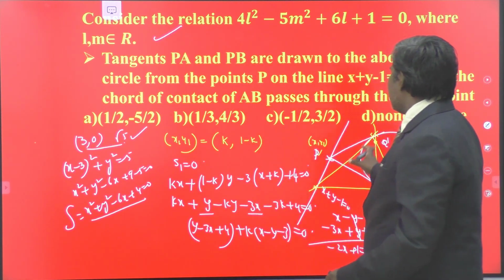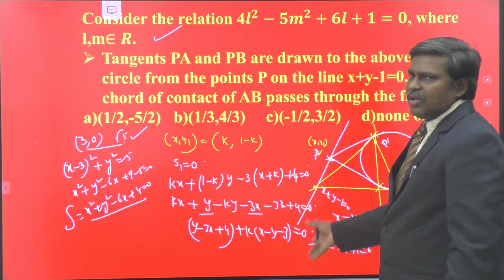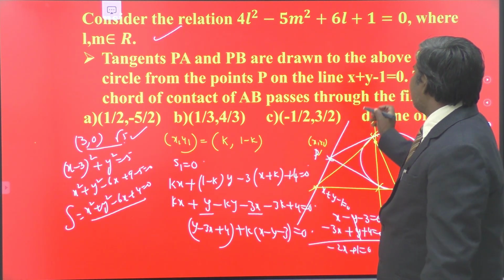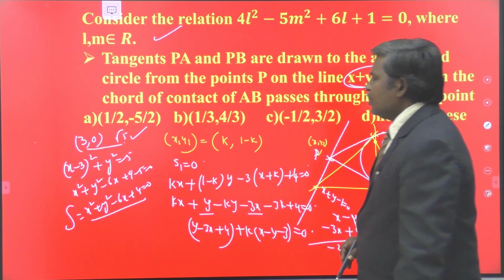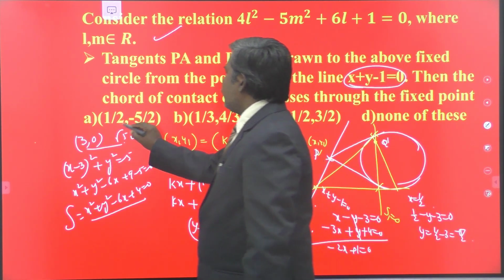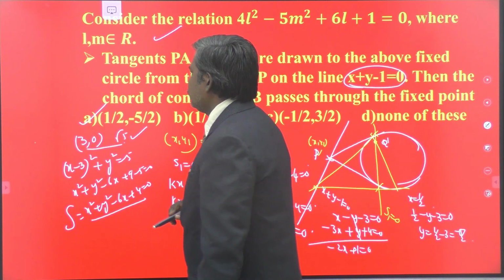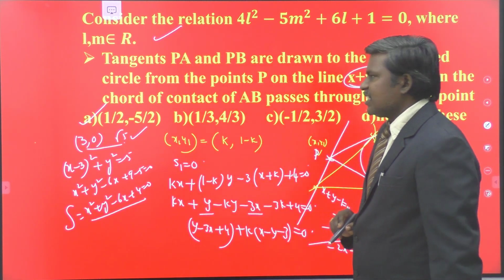So (1/2, -5/2) is the point of intersection of the lines. These are all chords of contact when the point P is moving on the line Lx + My + N = 0, that is x + y - 1 = 0 here. So what is the fixed point here? (1/2, -5/2).